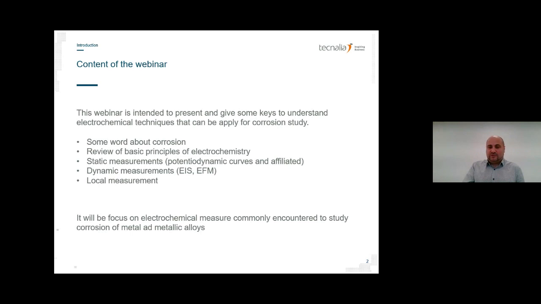So I will just give you an overview in this case of two techniques, the electrochemical impedance spectroscopy and the electrochemical frequency modulation. And then I will give you some information about local measurements, because we can perform a local electrochemistry to understand the processes more deeply.